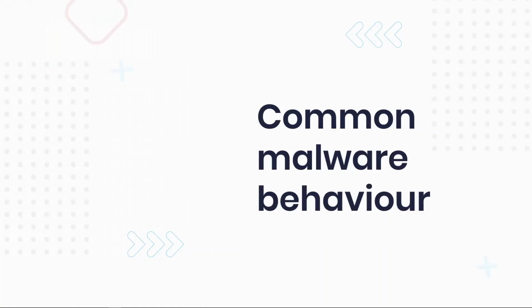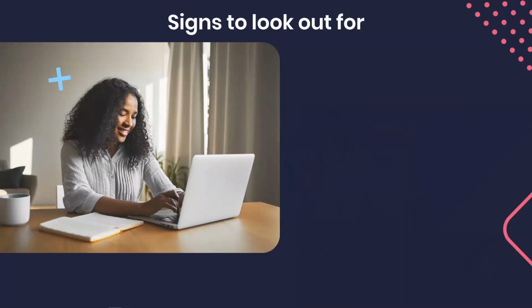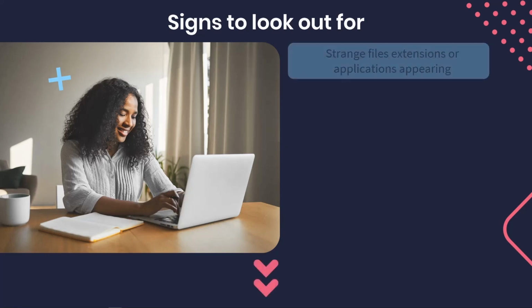It is a good idea to understand common malware behavior so that you can recognize when your system has been compromised. So how do you know if your system has been compromised? When a computer has been infected with malware, there are certain behaviors you can expect. These include strange file extensions in the file storage or sometimes in the document, or even strange applications appearing that haven't been installed.